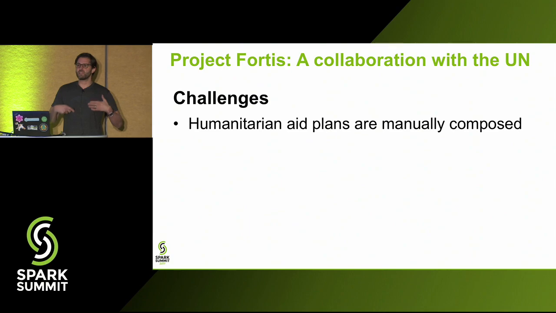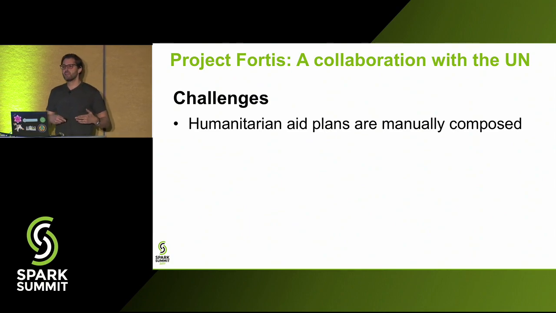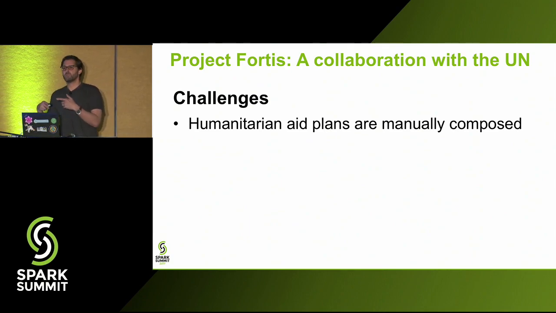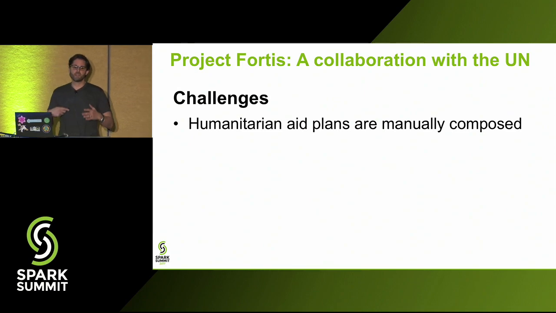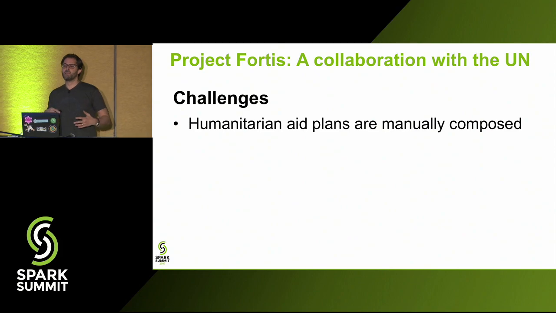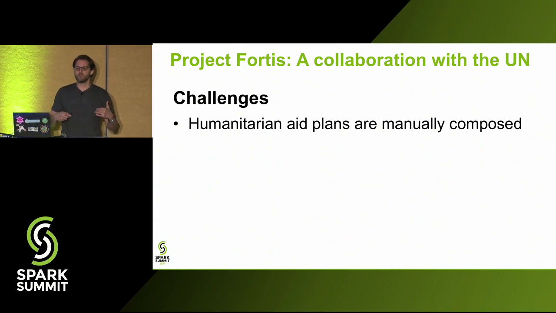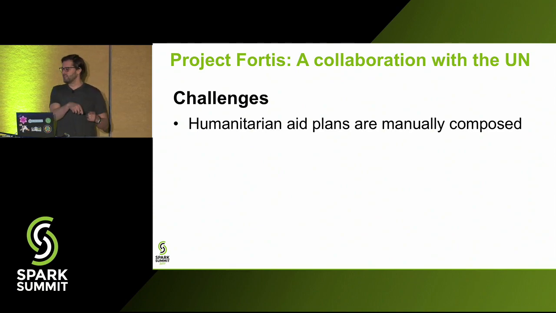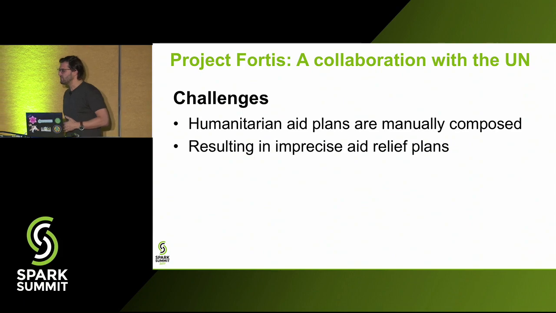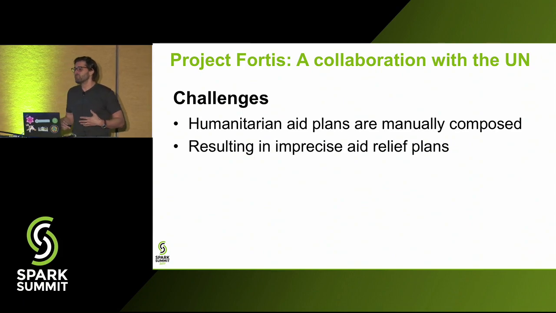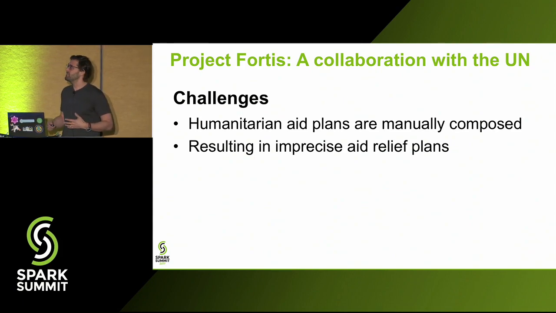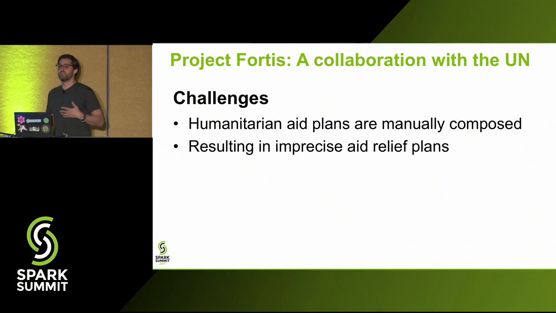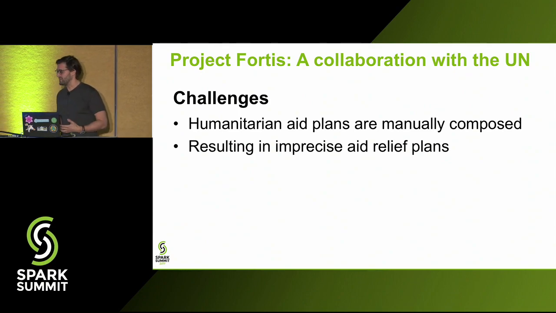So the way it works is when a humanitarian disaster occurs, you have a field office in a particular region. They start collecting information around social media outlets, public web pages, through local conversations, local individuals, contacts they have on the ground, and through journalists that are in these areas. All this results in imprecise aid relief plans due to the manual nature of these plans and the data gathering process.